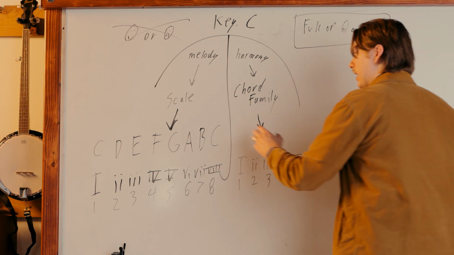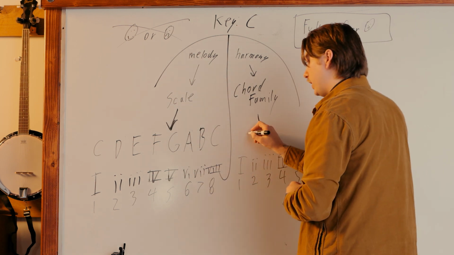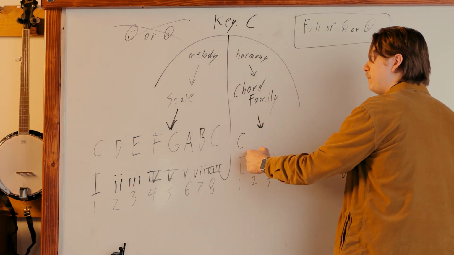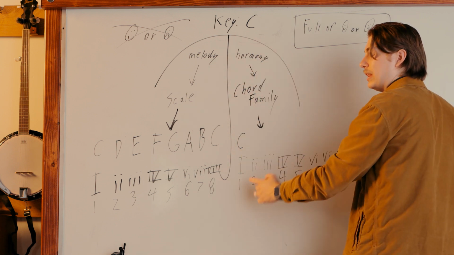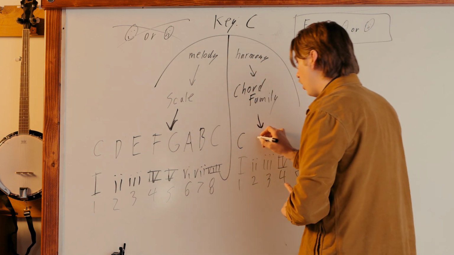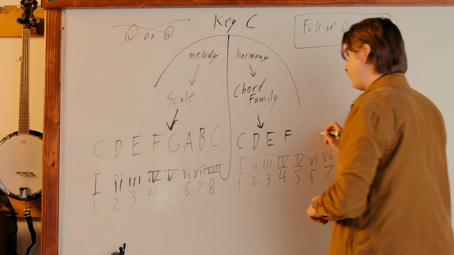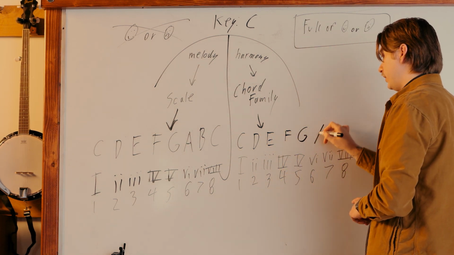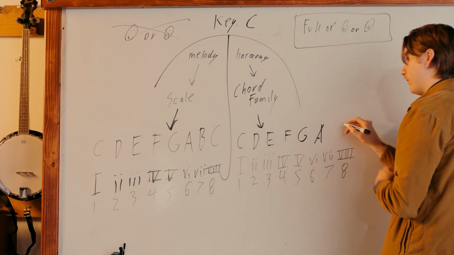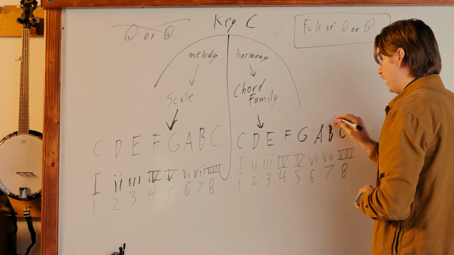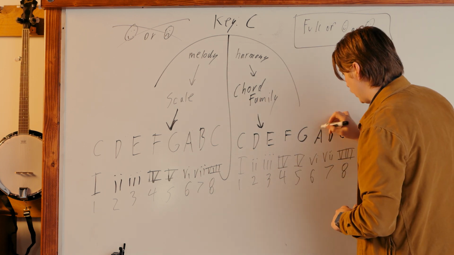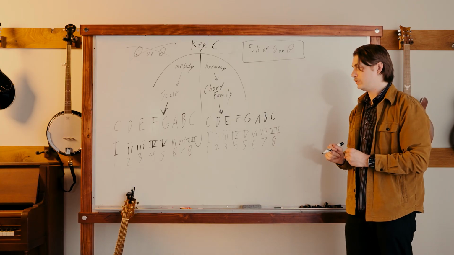Great job. Okay, now we're going to do the same thing here. We start at what? C, because we're in the key of C. So that's our 1. Okay, and then we go D, E, F, G, back to A because it starts over, and then B and C. Okay, great job. Does that make sense?